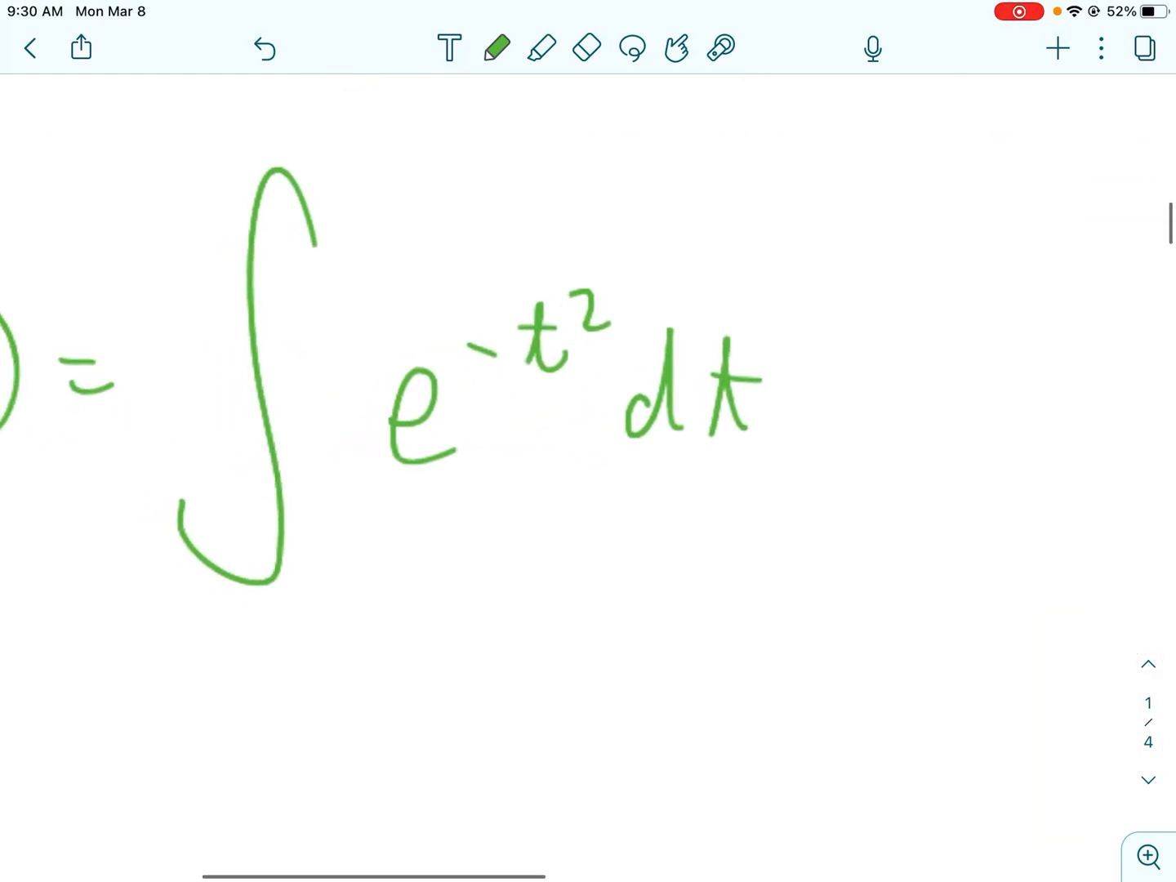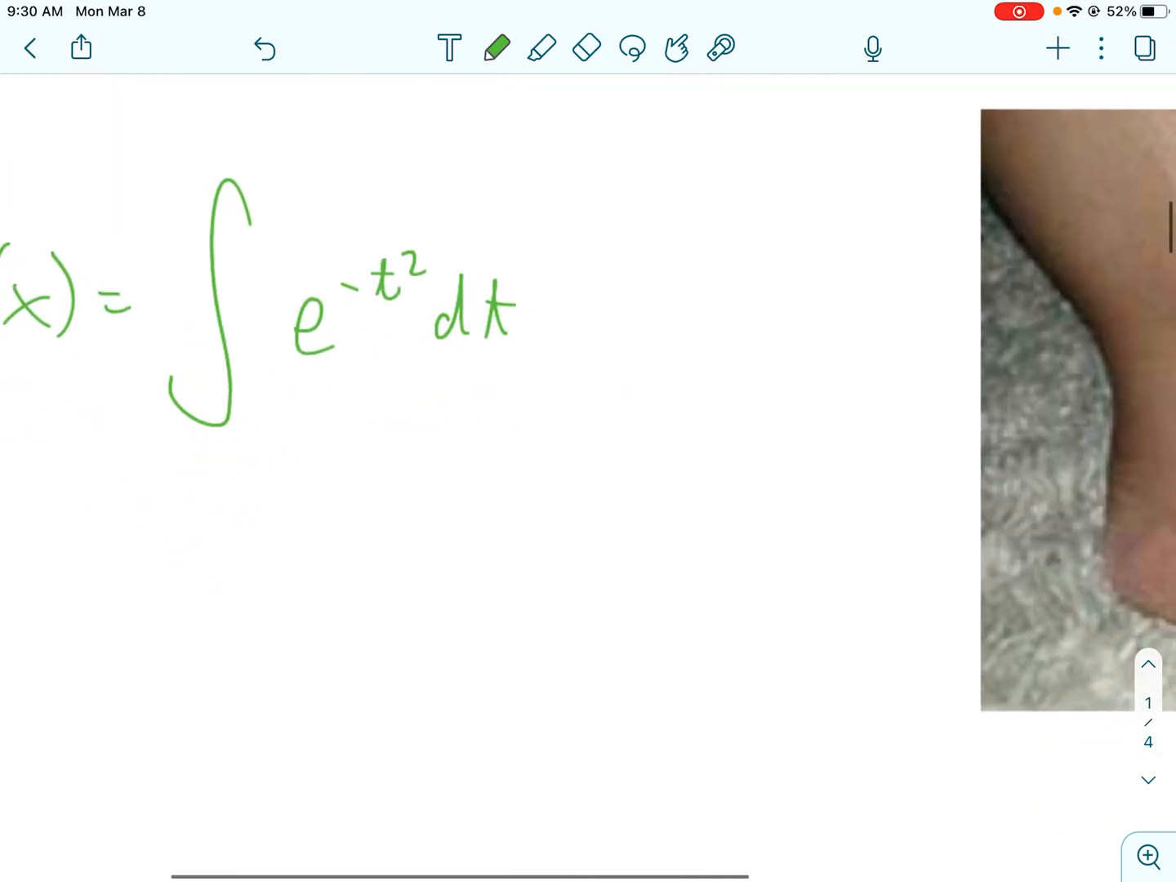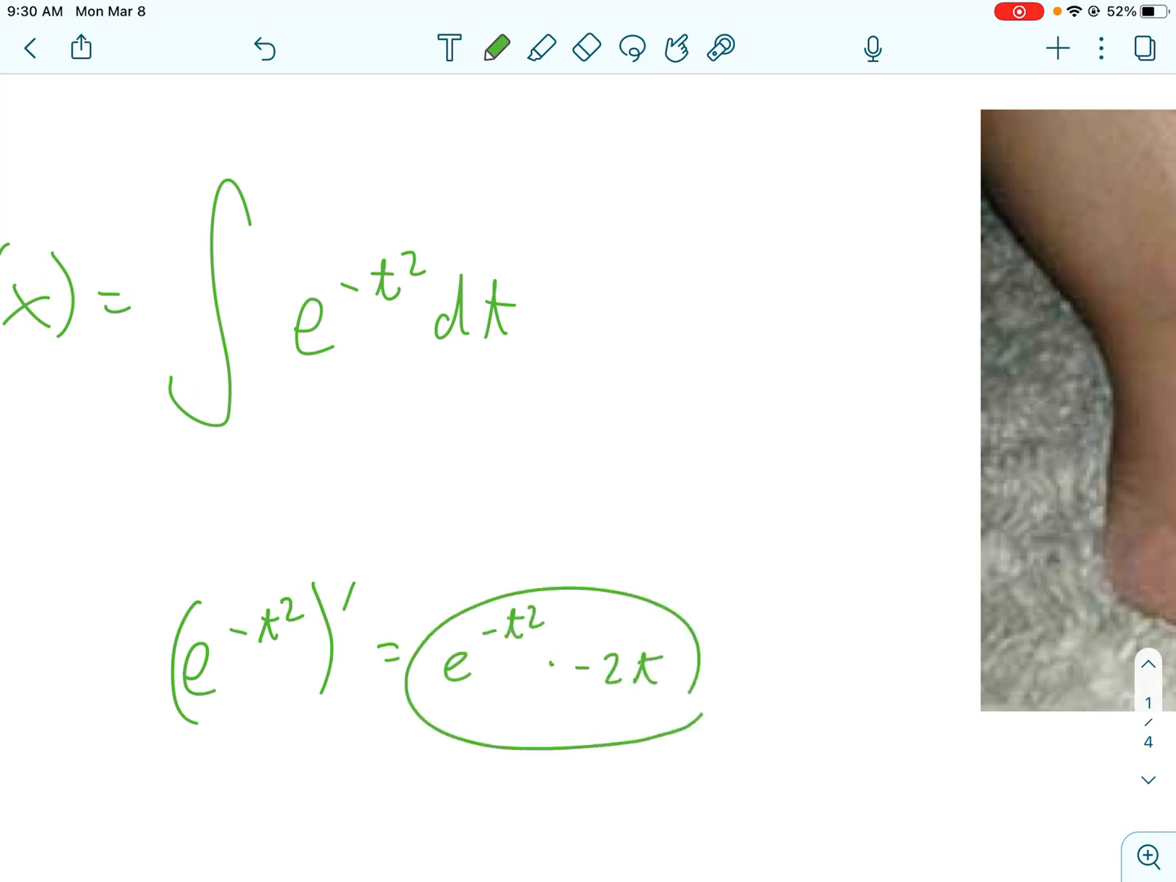The thing is, there's no antiderivative for this that we know. The antiderivative is not just simply e to the negative t squared, because if you do the derivative of this to check, it's e to the negative t squared times negative 2t, and this should be the same as that if this was the antiderivative. So it's not the antiderivative, so that doesn't work.